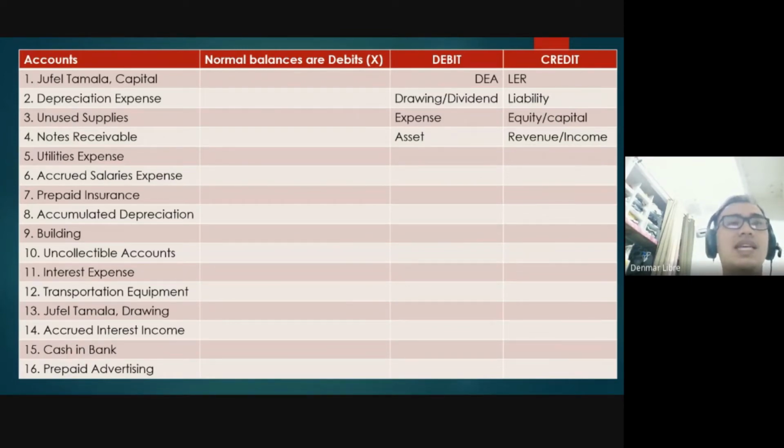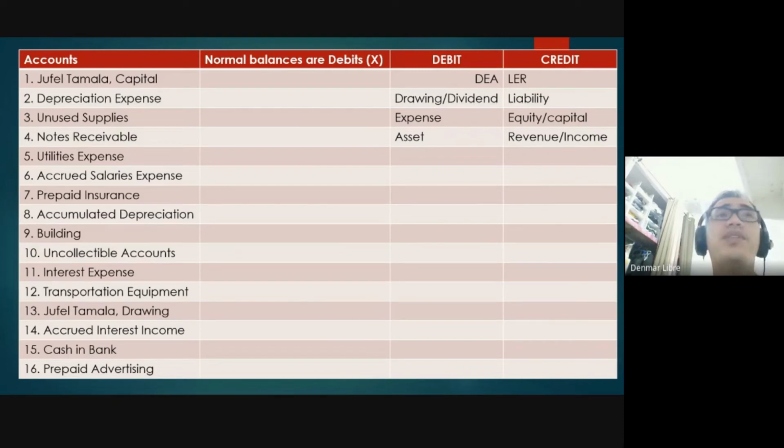So we have here 16 account titles. The instruction goes this way: we put an X for those accounts whose normal balances are debits. Just remember, DEA: drawing, expense, asset. And for those accounts whose normal balances are credits, the LER: liability, equity, and revenue, we don't put an X. Number one, Jofel Tamala Capital. Capital is an equity, so the normal balance is credit.